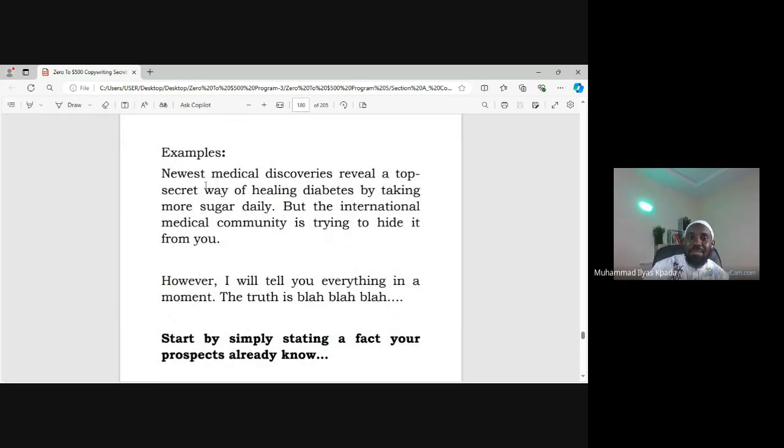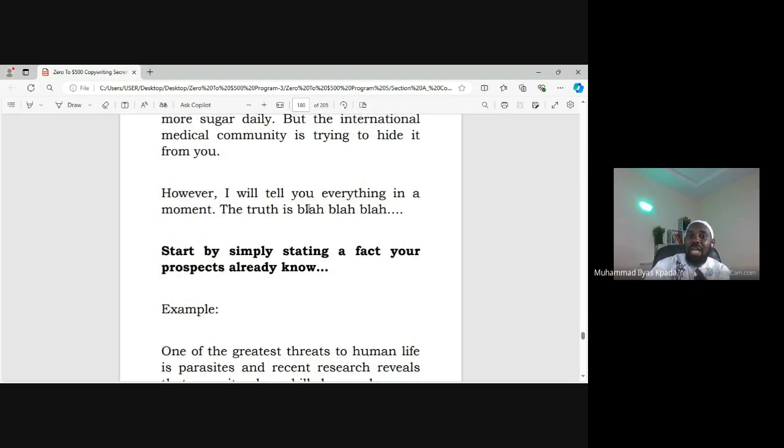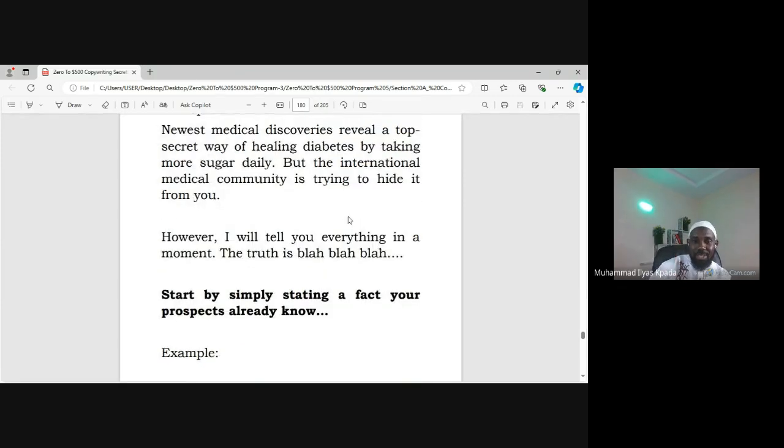Example: newest medical discovery reveals a top secret way of healing diabetes by taking more sugar daily. But the international medical community is trying to hide it from you. However, I will tell you everything in a moment. The truth is you are telling a story. Okay? You are telling a story here.